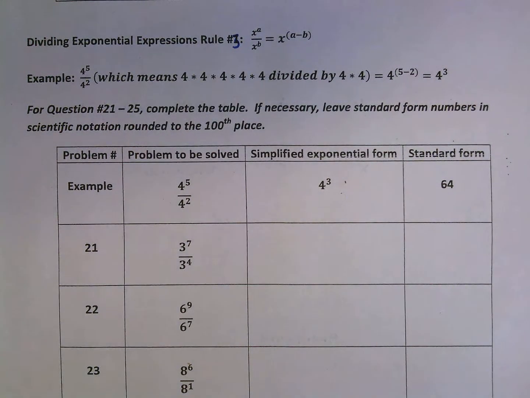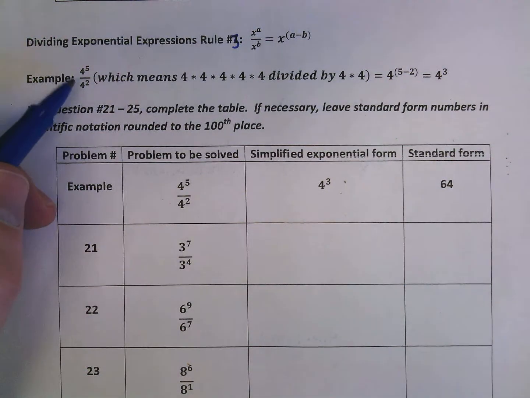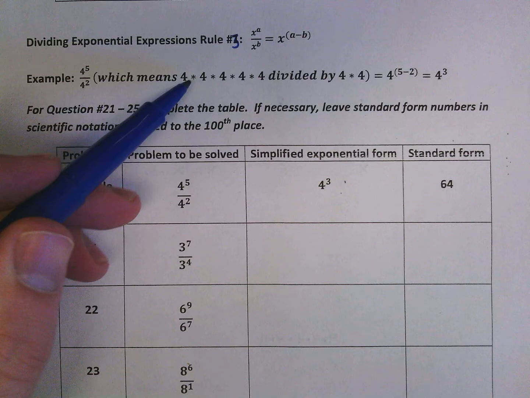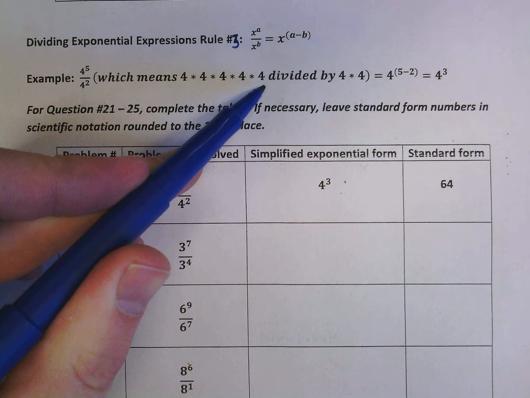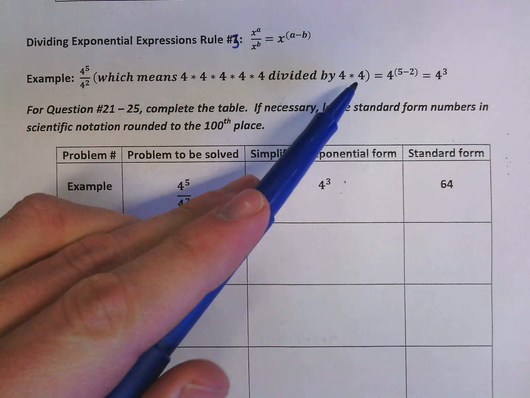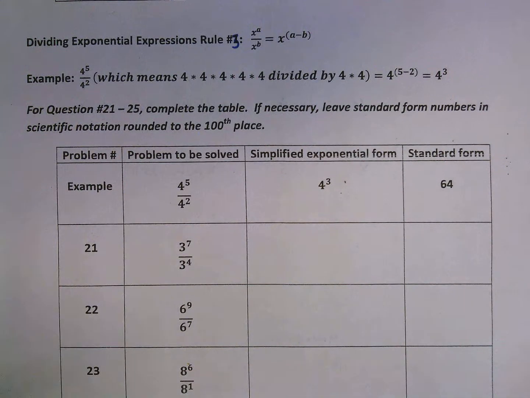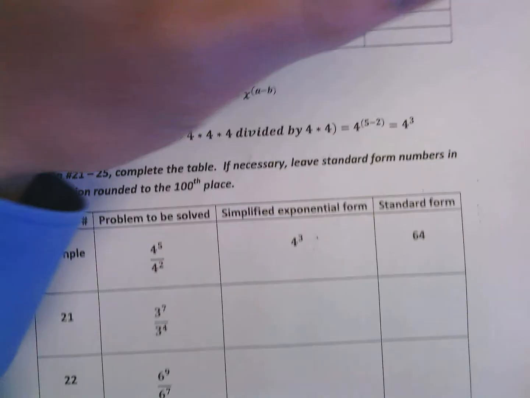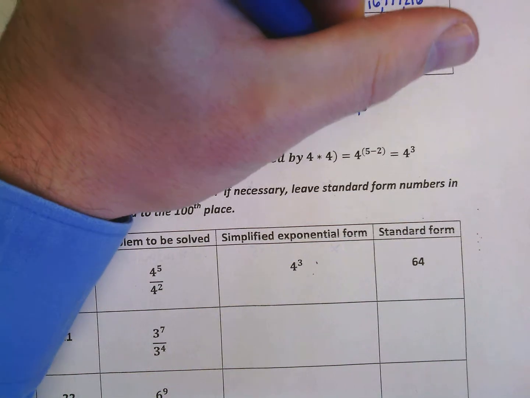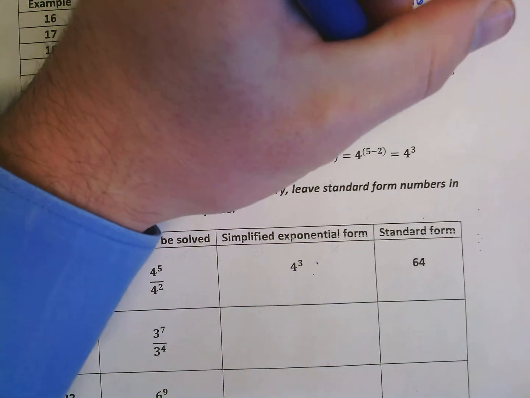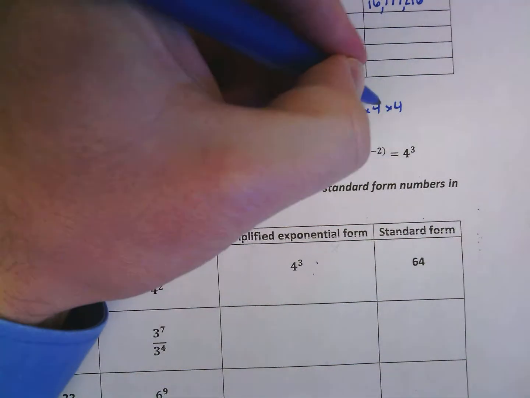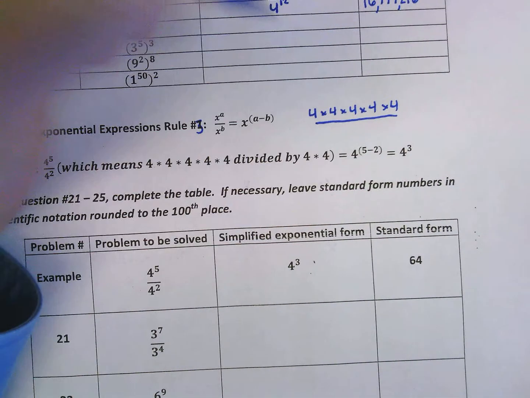What we're going to look at is 4 to the 5th divided by 4 squared. So this means we have 4 times 4 times 4 times 4 times 4 for our 4 to the 5th, and we're going to divide that by 4 times 4. Over to the slide, I'm going to write this out for you so you can really see what's happening. Up top, I'm going to have 4 times 4 times 4 times 4 times 4. That's my 4 to the 5th. I'm going to put that over 4 squared, which is 4 times 4.